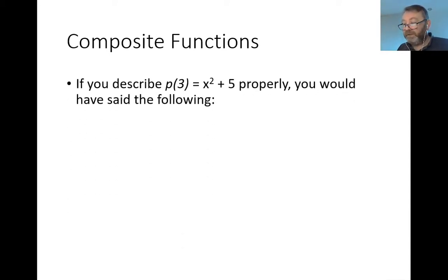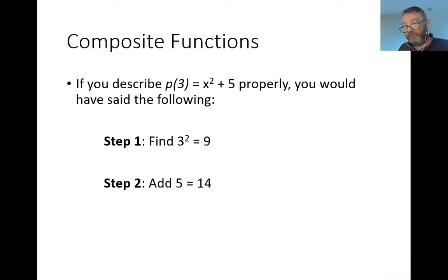Okay, so think of it again. If you described it properly, as I've just done there, and I'm sure the rest of you did as well, you would have said the following. The very first thing we do is we square 3, we get the 9. Okay, we hold the 9 and then we add on the 5, and that's where we get our 14. So what was a single function has now been broken down or decomposed into 2 steps. And what we say is that the original function x squared plus 5 is composed of 2 smaller functions.